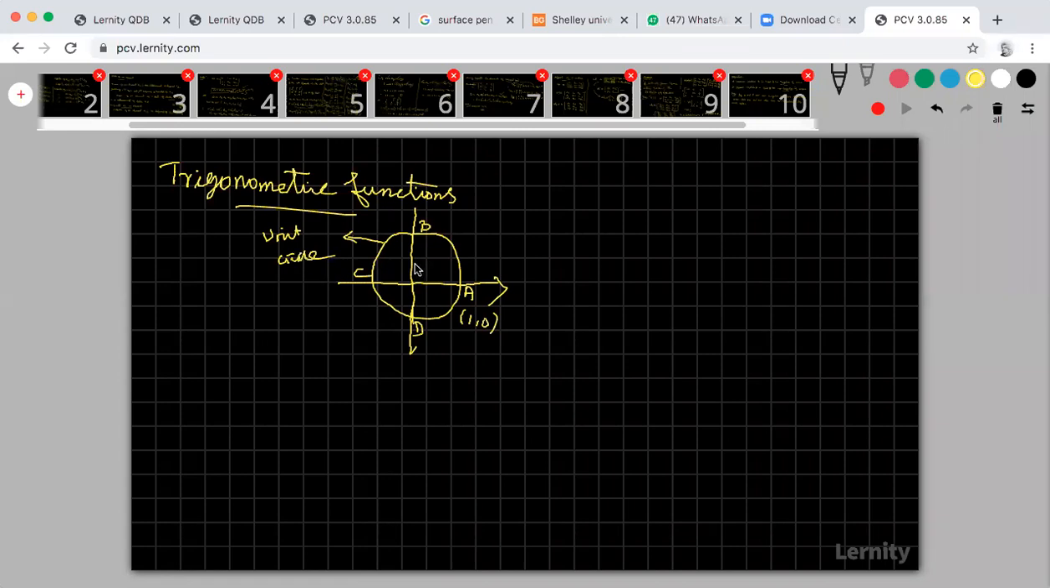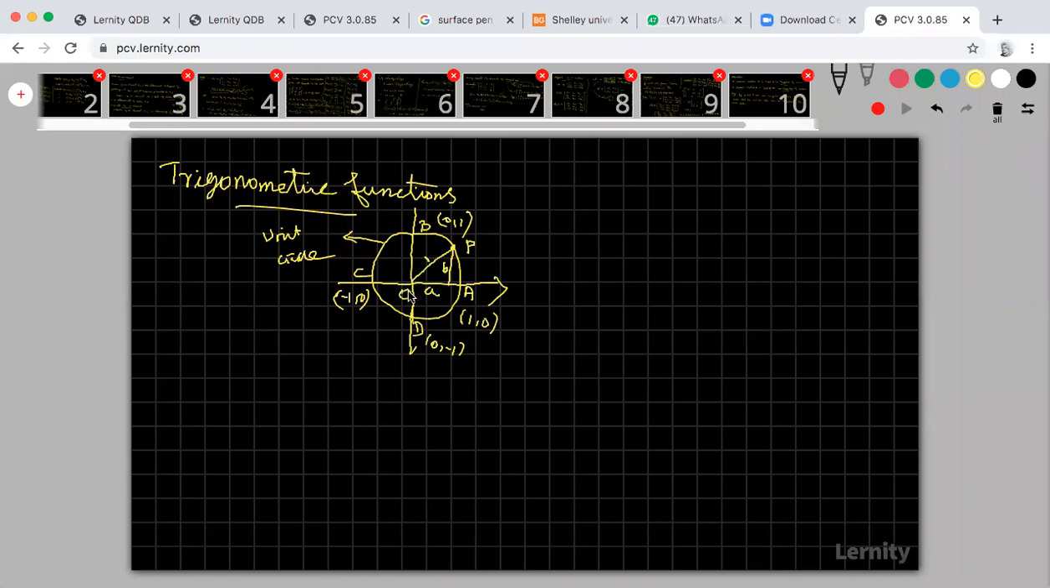The unit circle. This point is 0, 1. This point is minus 1, 0. And this point is 0, minus 1. Now I am going to take some point P on the circle. This distance I am taking as A, this height I am taking as B, and this is the radius, which is 1.